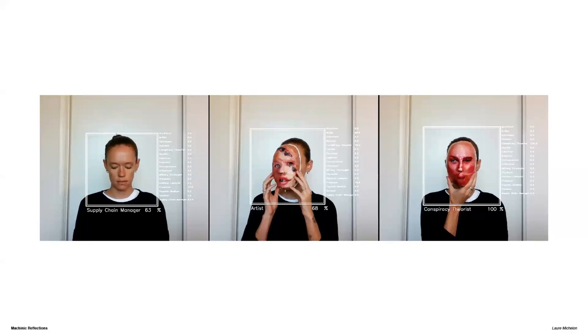More specifically about the face, this is my machinic reflections piece where I trained an image classifier to categorize your face in real time based off of 16 categories. Most of them were job titles, one of them was not, and then reflect it back at you through a mirror. So it asks, do you look like an artist, an educator, a conspiracy theorist? Do you embody these classifications reflected back at you?